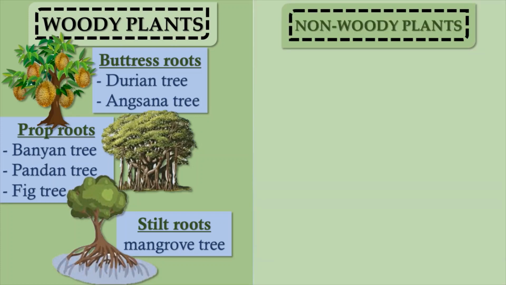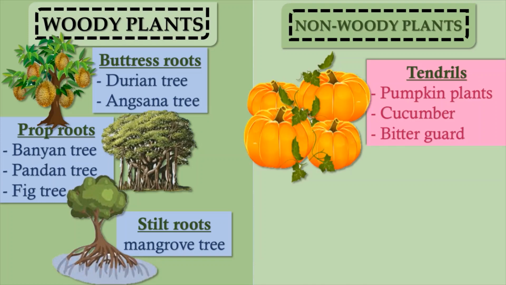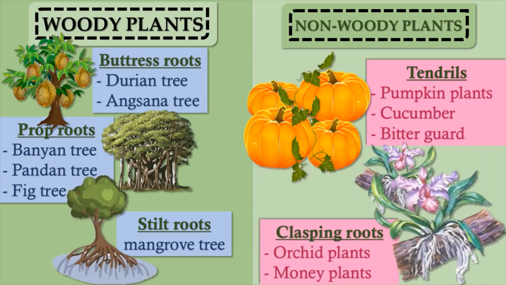For non-woody plants, tendrils which wrap around other plants or objects are present in cucumber, bitter gourd, and pumpkin plants. Clasping roots found in orchid plants and money plants hold onto another plant for support.